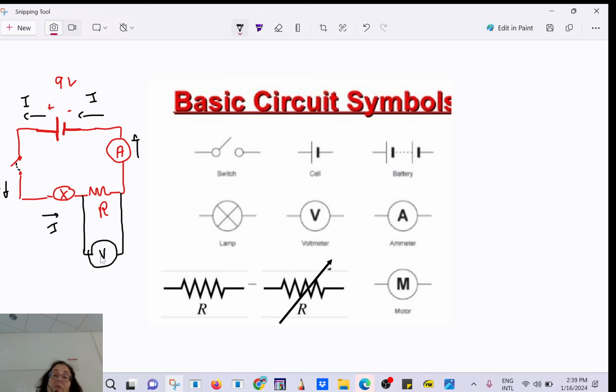So you are measuring the voltage drop here. Is that clear? So maybe that's going to be voltage drop 1. That will be voltage drop 2. And V1 plus V2 will be equal to 9 volts. And here you are measuring the current. It could be in amps, or it could be in milliamps. Is that clear?